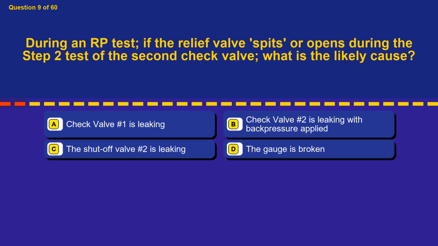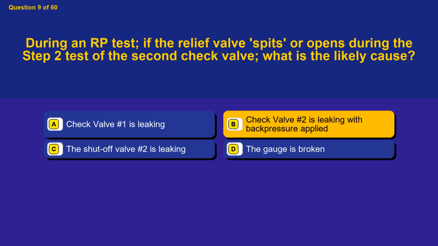Question 9. During an RP test, if the relief valve spits or opens during the Step 2 test of the second check valve, what is the likely cause? Option A, check valve number 1 is leaking. Option B, check valve number 2 is leaking with back pressure applied. Option C, the shutoff valve number 2 is leaking. Option D, the gauge is broken.